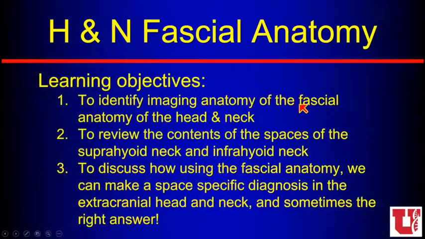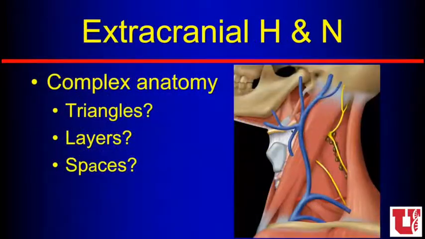So our objectives: we're going to talk about the fascial anatomy of the head and neck, and see how this fascia divides the extracranial head and neck into spaces. We can think about what normal anatomy lives in each of those spaces and see how we can make a space-specific differential diagnosis based on this anatomy and those fascial layers. Now, the anatomy of the extracranial head and neck is very complicated.